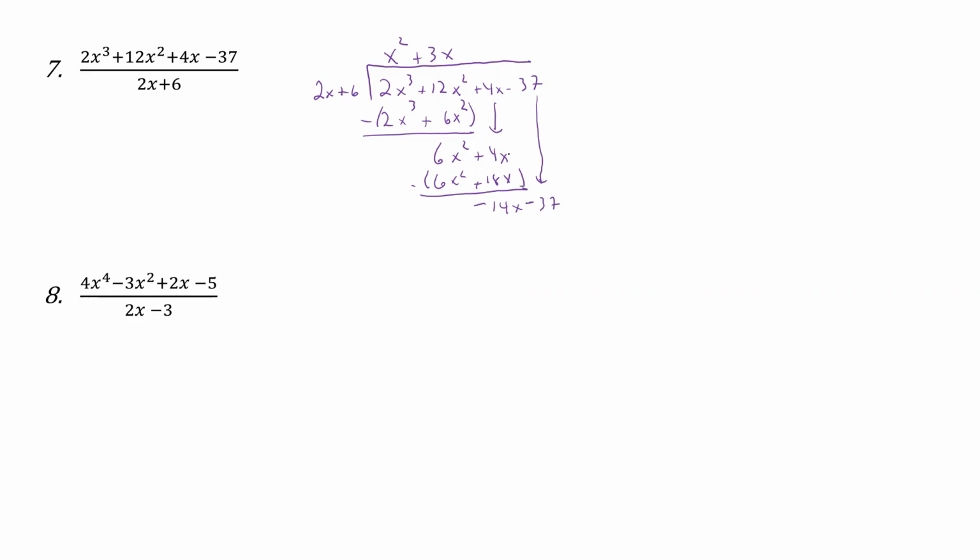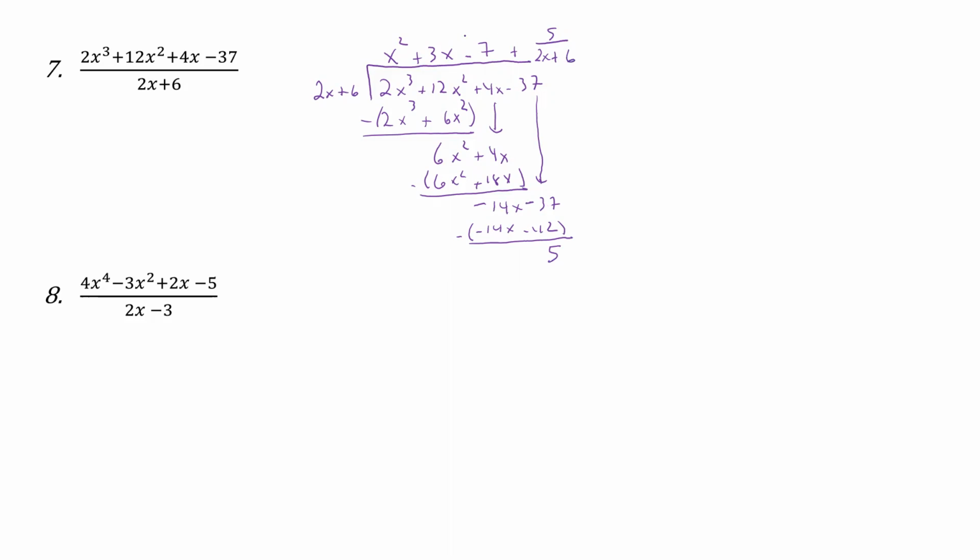All right, so now what do we have? If we have 2 times what? Well, minus 7 will give us a minus 14x. And then 6 times 7 is 42, so that's a minus 42. Subtract. That cancels, and we have minus 37 plus 42, so that looks to be a 5. And so it's going to be plus 5 over 2x plus 6.